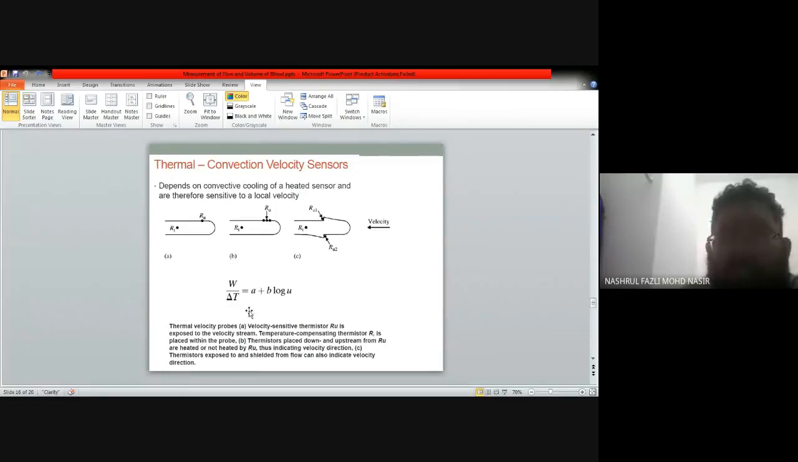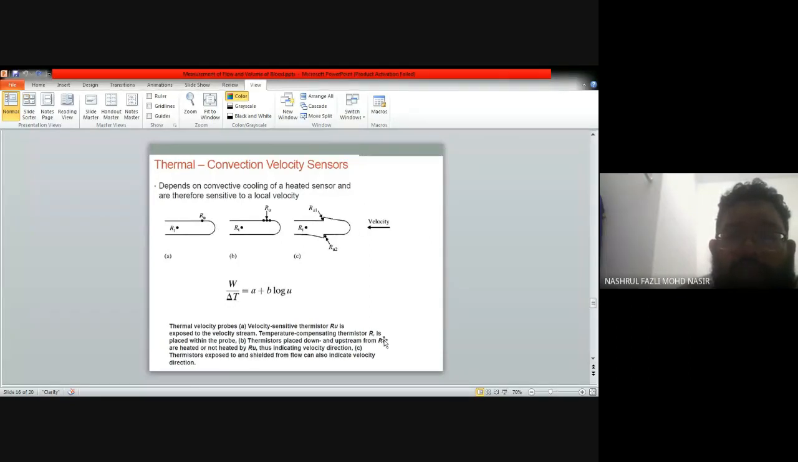Okay, so this is the equation. W is the heat dissipated by the thermistor, delta T is the temperature difference, A is the constant, and log U is the velocity. So, the velocity sensitive thermistor RU, we look at the A here, is exposed to the velocity stream. So this is the stream of the blood.